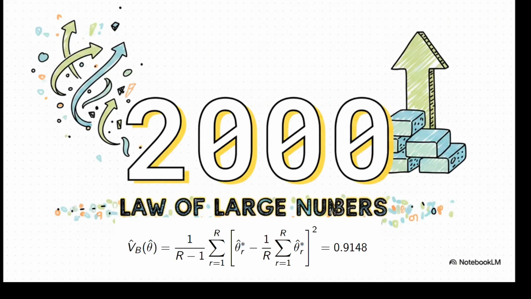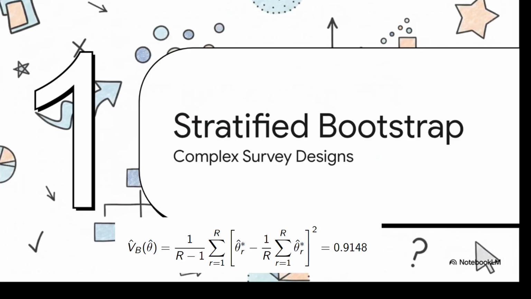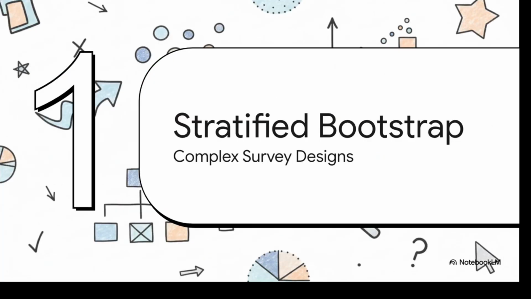But here is the kicker. To get that stable variance estimate of 0.9148 that we see in that example, we didn't just run this a few times. We ran R equals 2,000 iterations. 2,000! This really highlights the sheer volume of computation required here. Bootstrapping relies heavily on the law of large numbers kicking in, which, as you know, demands some serious brute computational force. All right, moving on to Section 2, Stratified Multi-Stage Bootstrap.